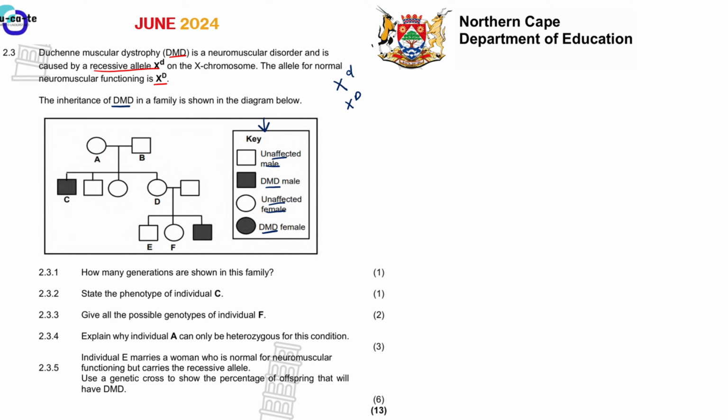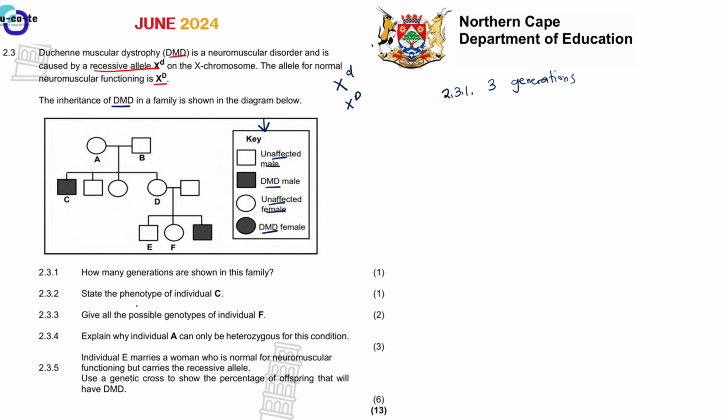So now it says, how many generations are shown in this family? Remember, these are free marks that you should get. For the generations, you just count the rows of individuals that we have. This is row 1 that has got individual A and B. This is row 2 that has got individual C and D as well as others. This is row 3 that has got 3 individuals. So we've got 3 generations, 1, 2, 3. These are easy marks that you should get. So for 2.3.1, you have got 3 generations.